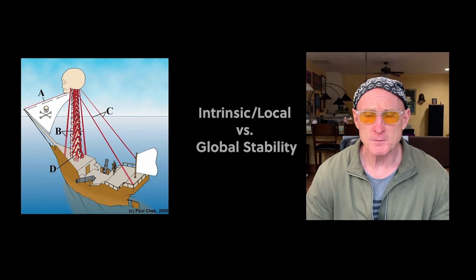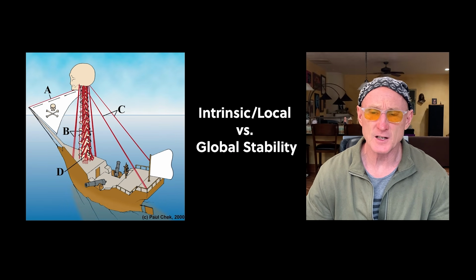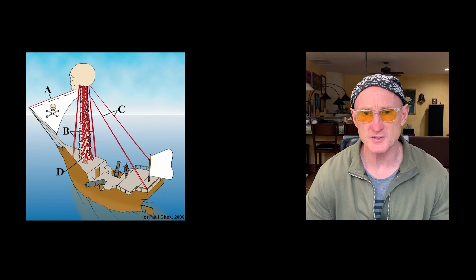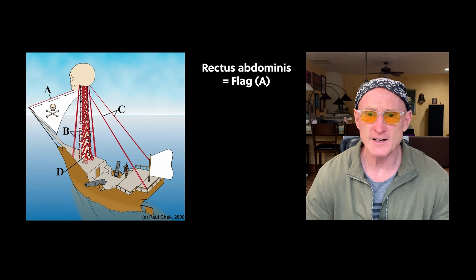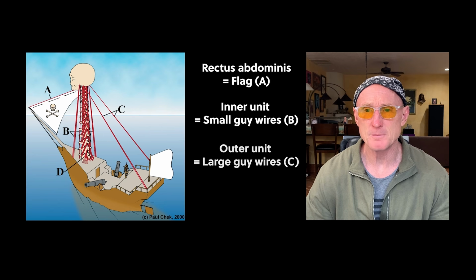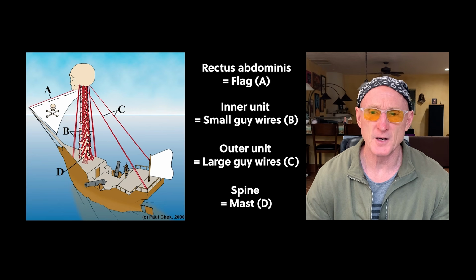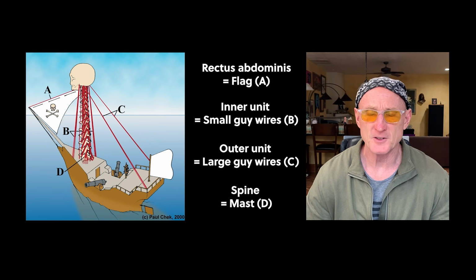I created this diagram to help people in my classes understand how these two systems work together. If you see my diagram of a pirate ship with a skull on top of the mast, which is made out of mobile segments, just like your spine, then you can look at the letters. The letter A that's holding the flag up would represent the rectus abdominis. B would represent the oblique abdominal muscles. C would represent the back extensor muscles. And D would represent the intrinsic stabilizers of the spine, such as the rotatories and multifidus, which are part of the inner unit.